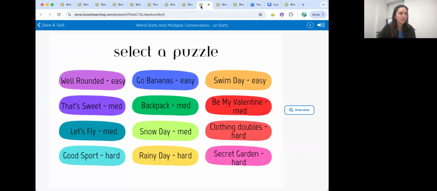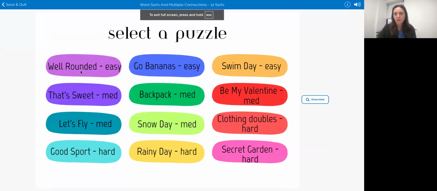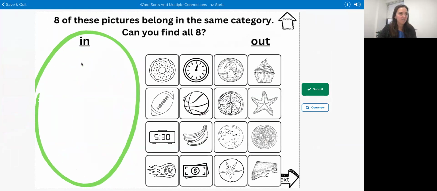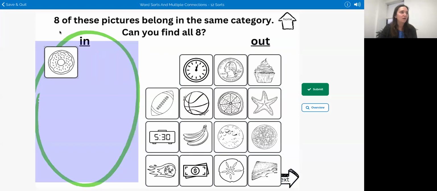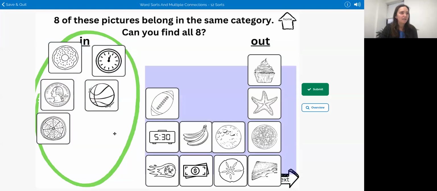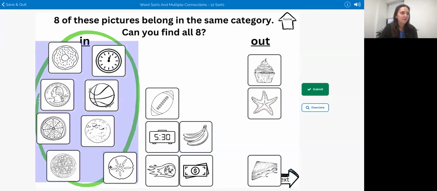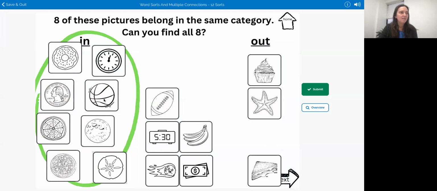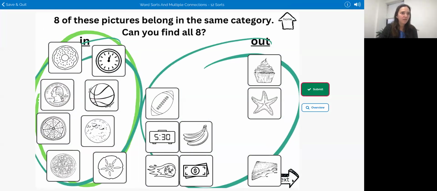Let's see. Okay, this is like a word sort puzzle. So if you have a student who you know needs work with language flexibility, this is a kind of activity that you can do. Eight of these pictures belong in the same category. Can you find all 8? The title of this puzzle is well-rounded. So, I wonder if it's all things that are round. So, okay, let's look at those directions again. We need 8. So 1, 2, 3, 4, 5, 6, 7, 8. Did I get 8? Yes. Okay, let's try that. That was correct.